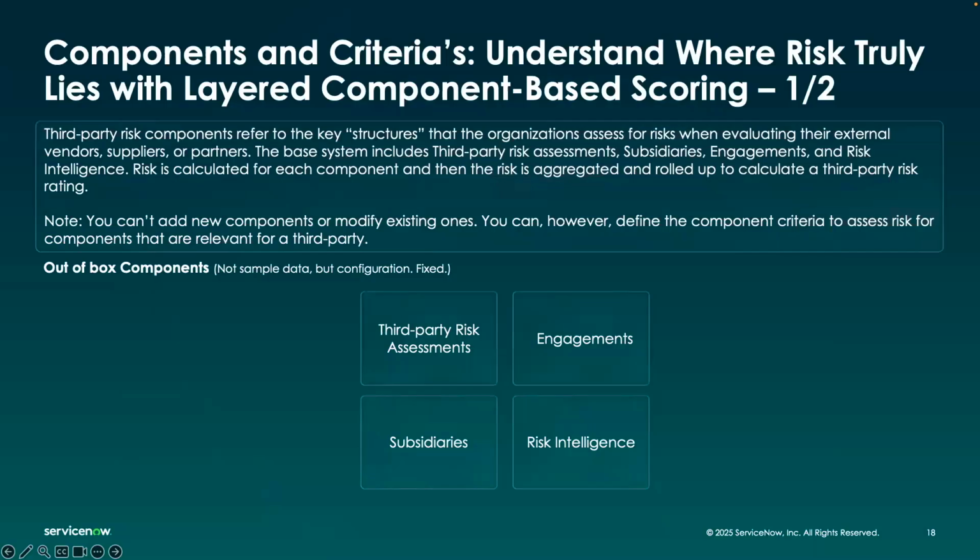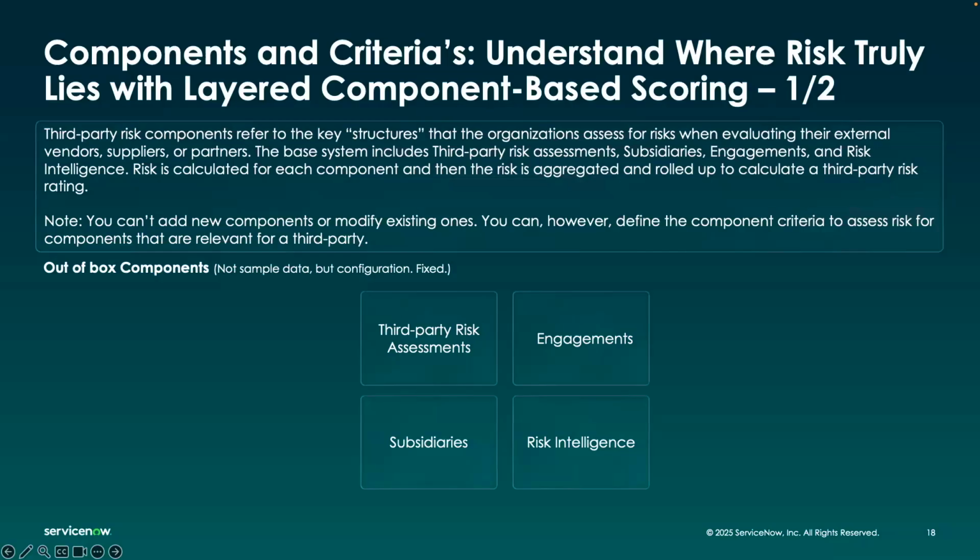Now that we have introduced components and risk areas at a high level, let's take a deeper look at components, which help define where those risks are coming from. In the context of ServiceNow's third-party risk management solution, components represent the core entities within the third-party ecosystem that are individually evaluated for risk. These are the structural touchpoints in your external relationships where risks can originate or concentrate.